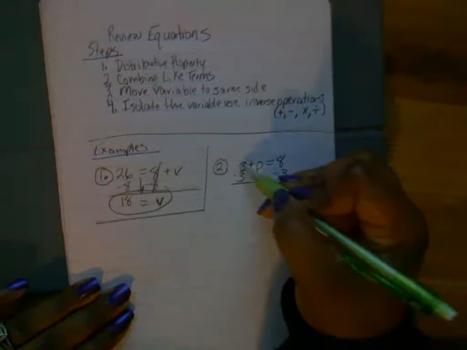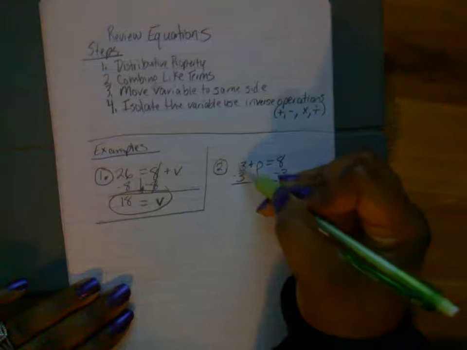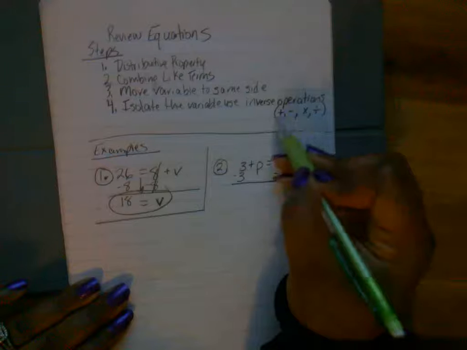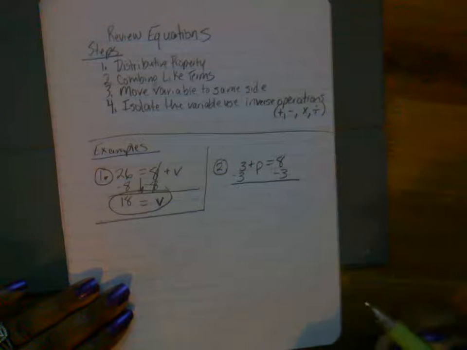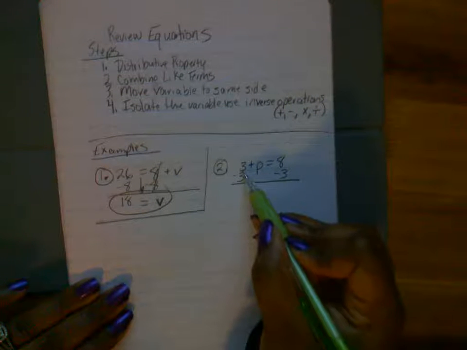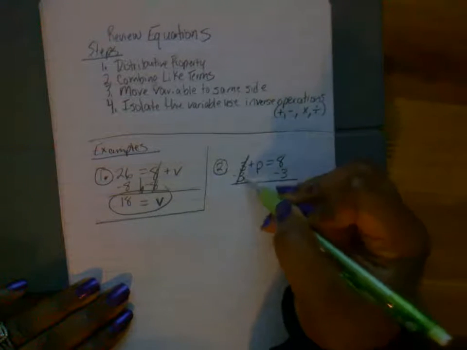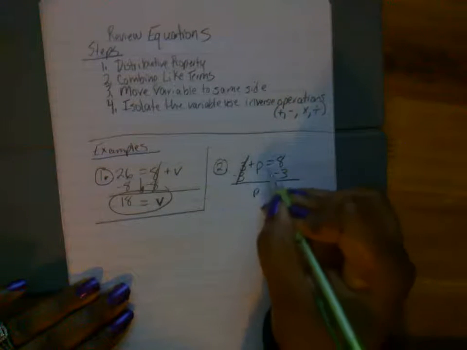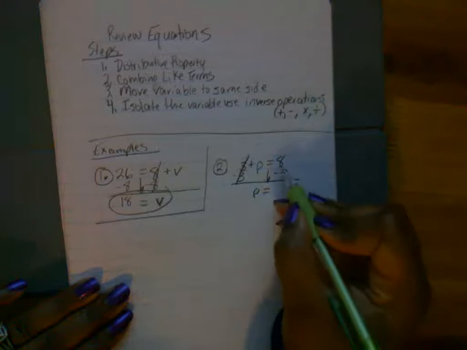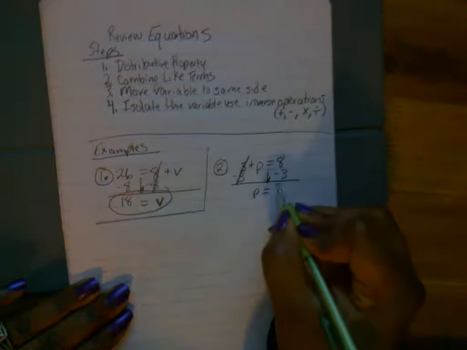I always look at the operation or the sign in front of it to figure out which inverse operation to use. So to get rid of this positive 3, I subtract 3 on both sides. This is gone. 3 minus 3 is 0, so we're left with p. Bring down the equal sign. 8 minus 3 is 5.